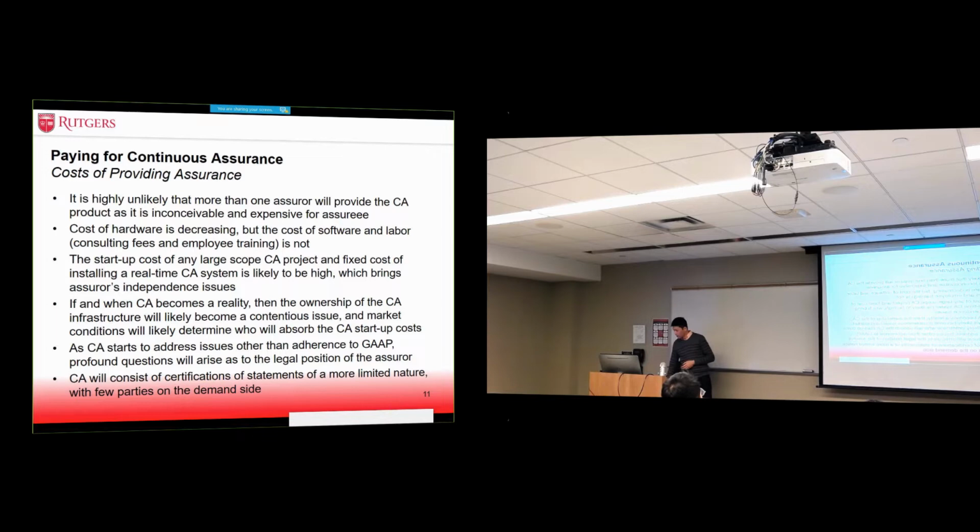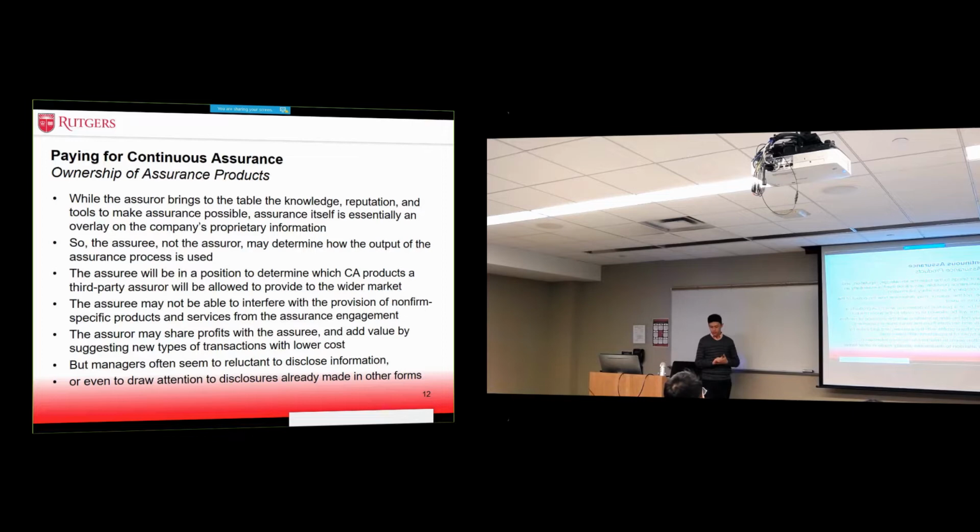And the next part is who is the owner of these assurance products. So assurance is issued. Now is it the product of the assurer or the entity who's been assured? For example, the assurer can argue that it's his efforts and his expenses that conducted this assurance. And on the other hand, the assuree can also argue that it's the data, it's the infrastructure that provided the information.